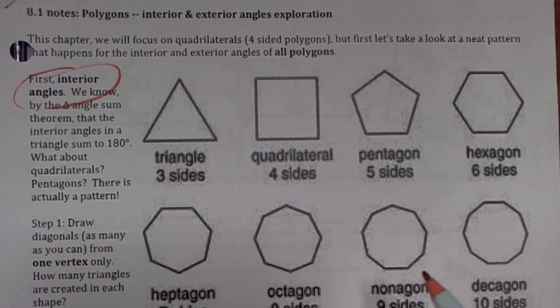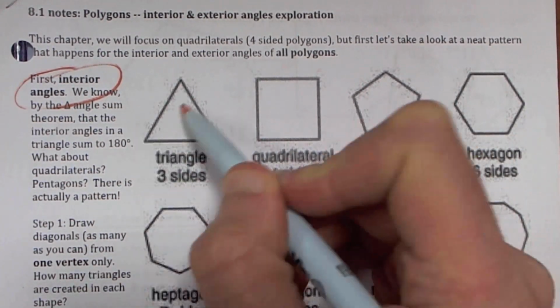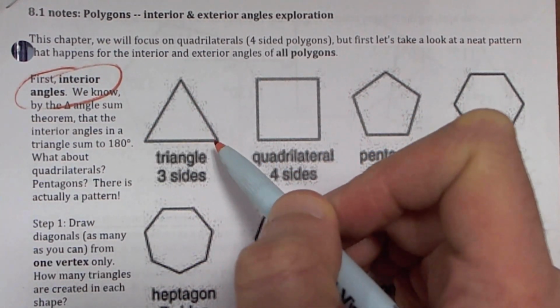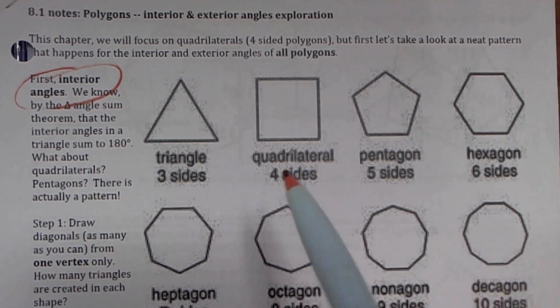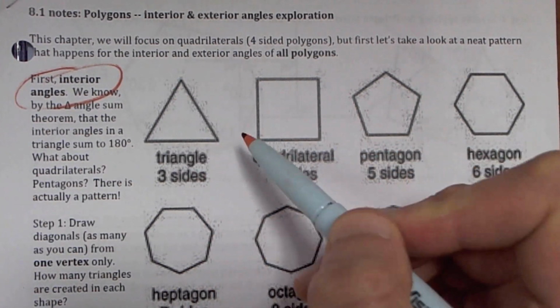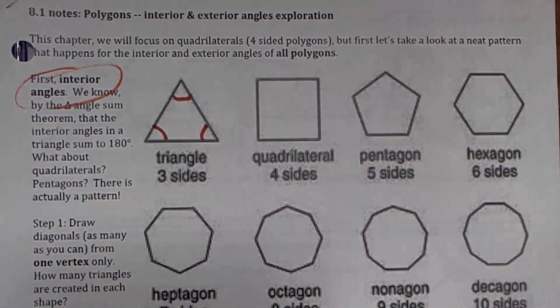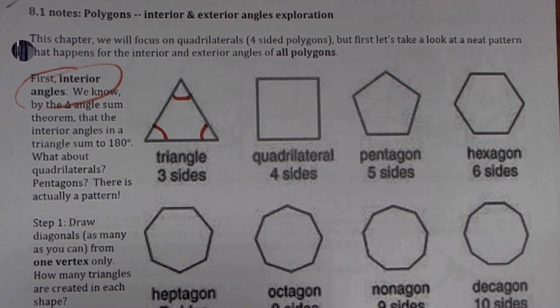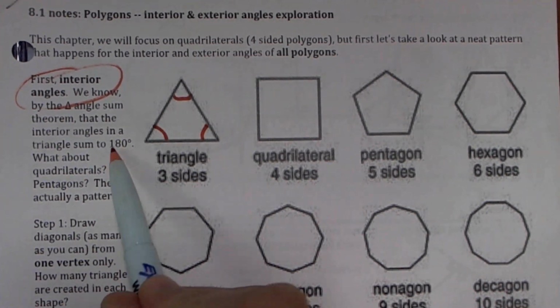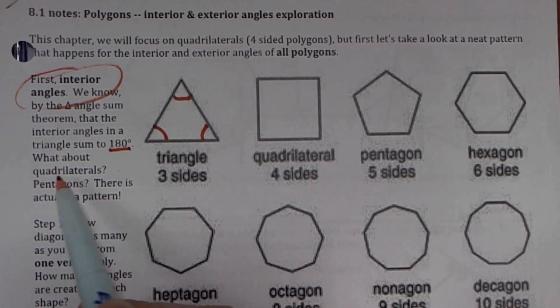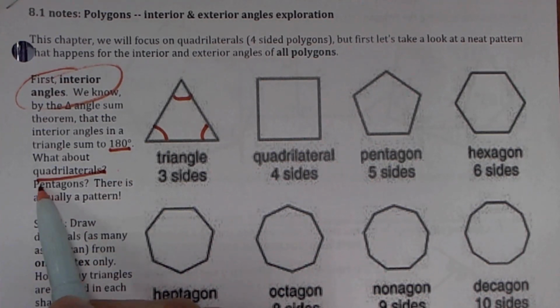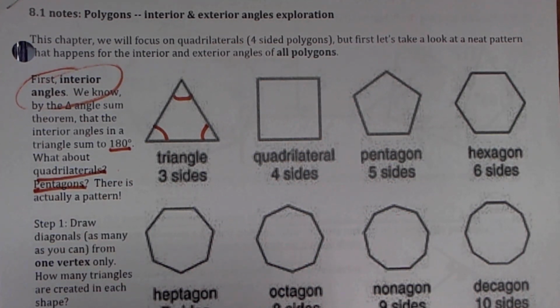We already know for a triangle that the sum is always going to be 180. It could be 60, 60, 60 if it was equilateral, but even if it wasn't, like 30, 60, 90, or 45, 45, 90, or anything, it's going to add up to 180 degrees. But what about quadrilaterals, pentagons? There's actually a pattern.